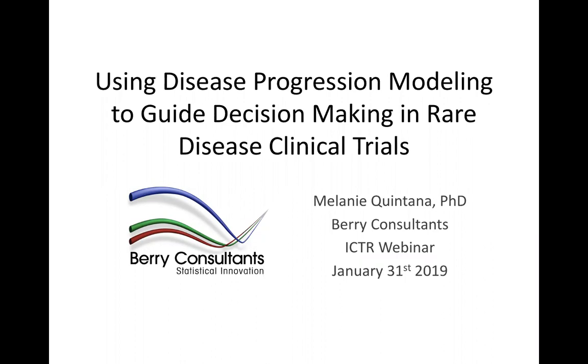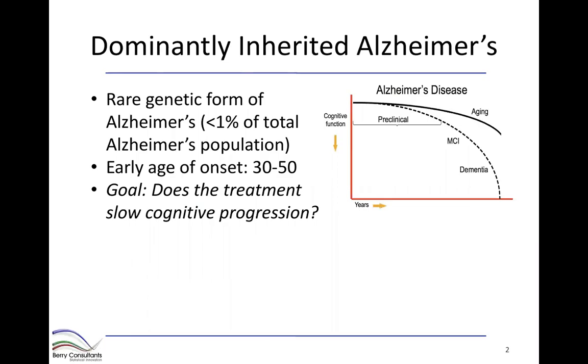Today in this webinar, I want to talk about disease progression modeling and how it can be used to make better, more informed, and more powerful clinical trials in rare disease. I want to start by giving two motivating examples in very different types of diseases for using disease progression models.